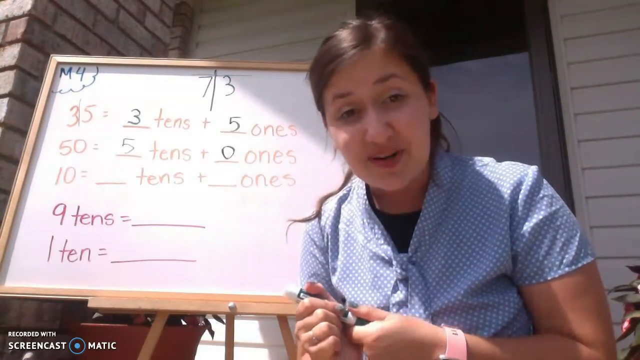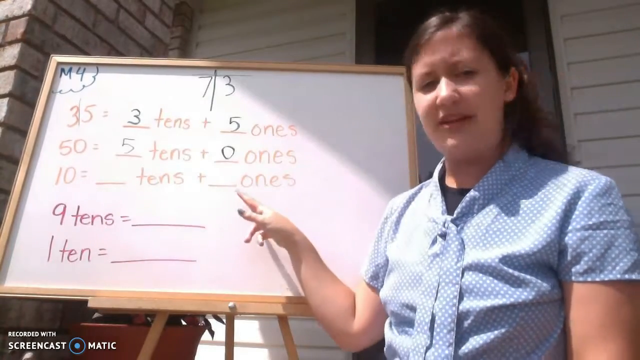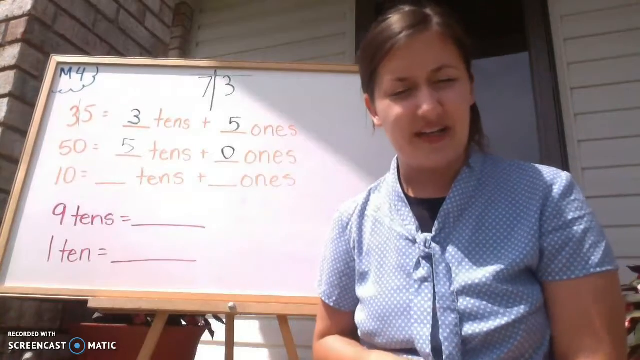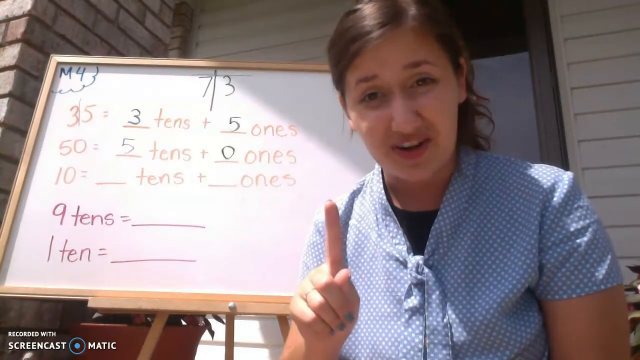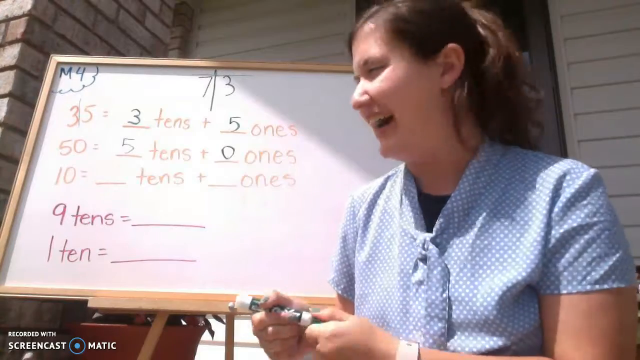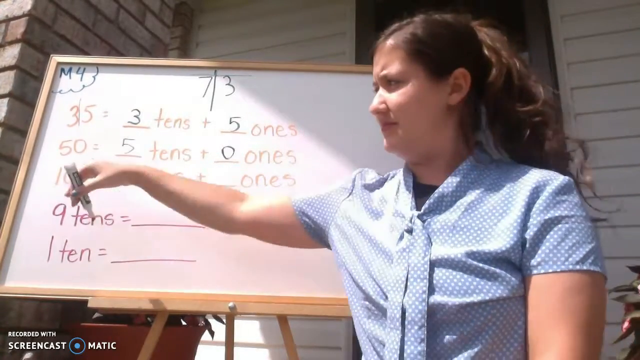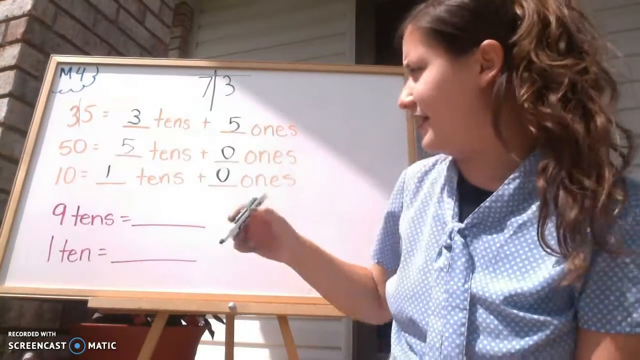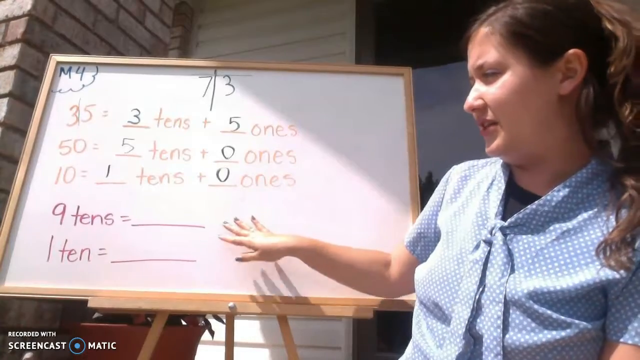Now our next number is 10. How many tens and how many ones are in the number 10? How many tens? Ready? Let's count by tens. 10. Do we need to count any further? We don't need to count any higher. That's right. So we only have 1 ten. And are there any ones? Nope, it's a 0. So we'll put a 0 right here. Now that you know how to do this, let's look down here.